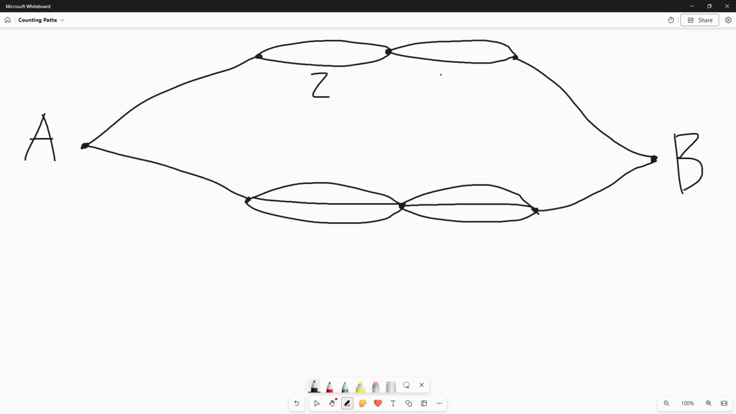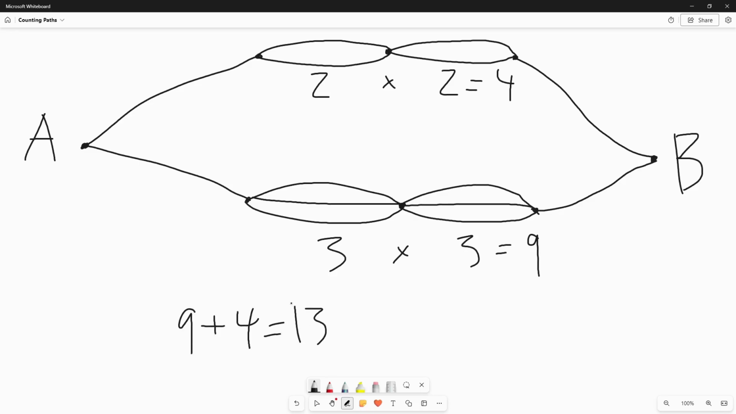And from that point to the next point, there are 2 paths. And from this point to B, there's only 1 path, so we don't really need to write anything for that. And for the bottom, there are 3 paths for the first 2 points, and then from the next point to the next point is 3 paths. So 3 times 3 and 2 times 2 is equal to 9 and 4 respectively. And again, we don't multiply 9 and 4, instead we add them because the top and bottom are their own separate paths. So 9 plus 4 is equal to 13 paths, and 13 is our answer from A to B.